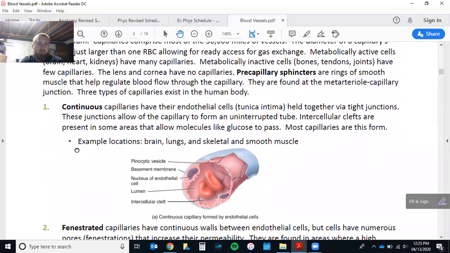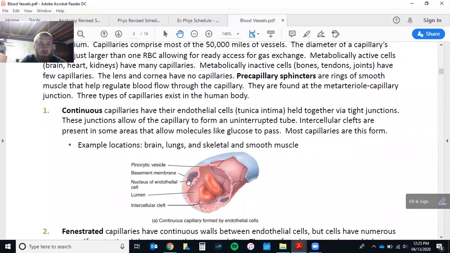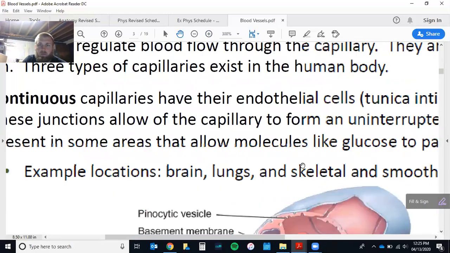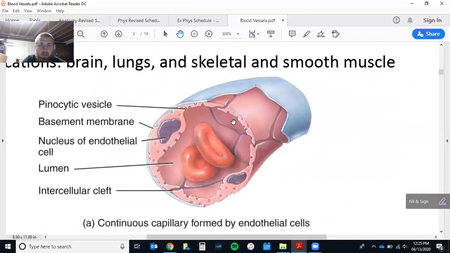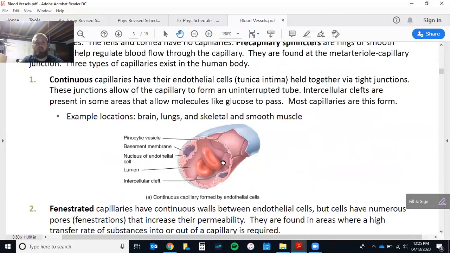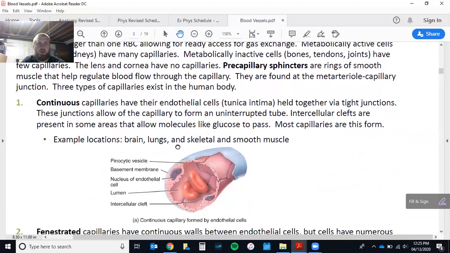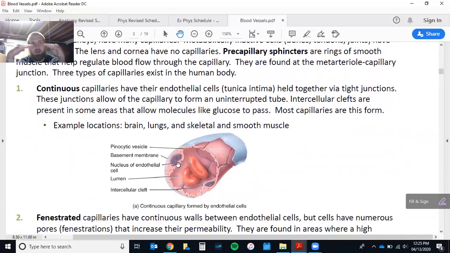There are three types of capillaries. The most common type, most of our capillaries, are this first type, continuous capillaries, where they have the cells that form the wall. I'll zoom in. These endothelial cells are held together by way of tight junctions, which makes them fluid tight. I talked about this back in our lecture on the lymphatic system, how the cells come together and butt end to end, whereas we talked about the capillaries of the lymphatic system, how they overlap. Well, these don't overlap. They're basically just butted next to one another, and they create an uninterrupted tube.